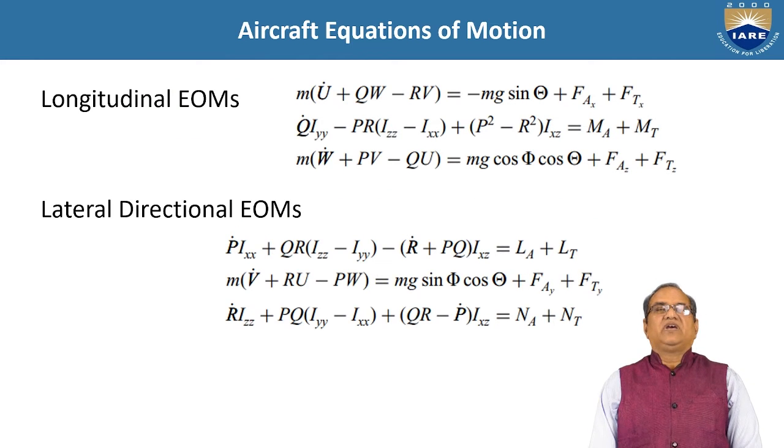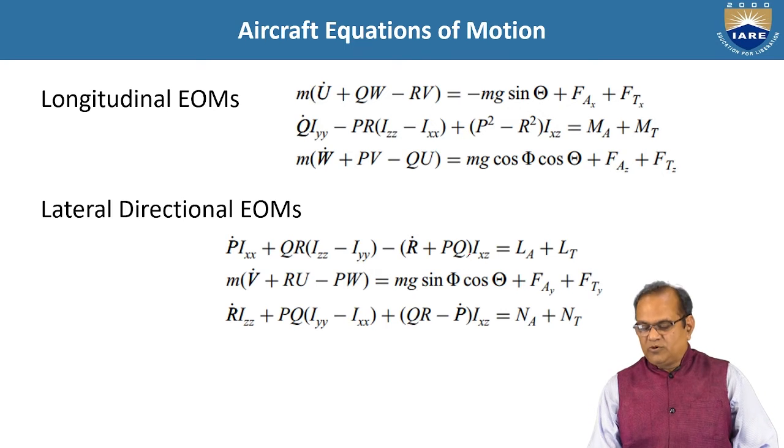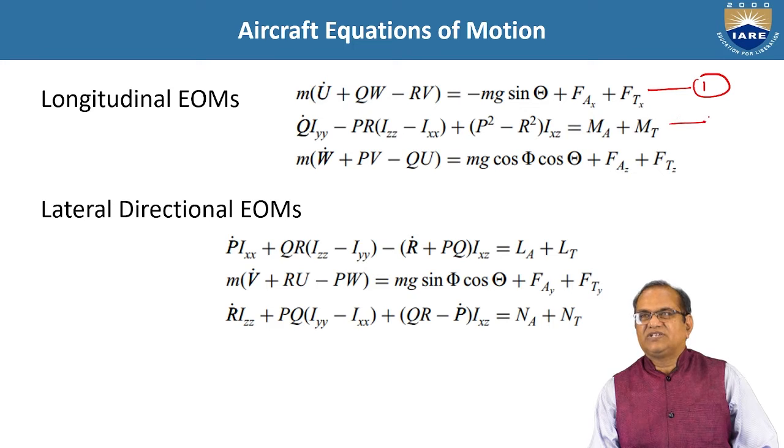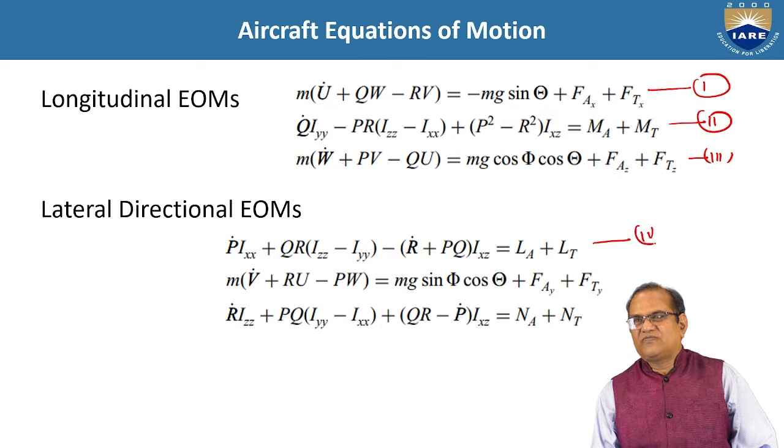So we have seen in our module 3 that we have 6 equations of motion. And if we talk about longitudinal equations of motion, this you can see here. This is the 1, this is the 2, and this is the 3. If you see, this is the 4, this is the 5, and this is the 6th equation.